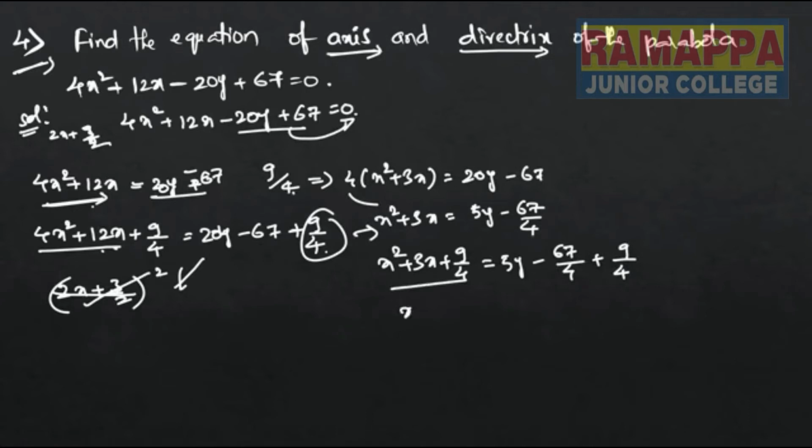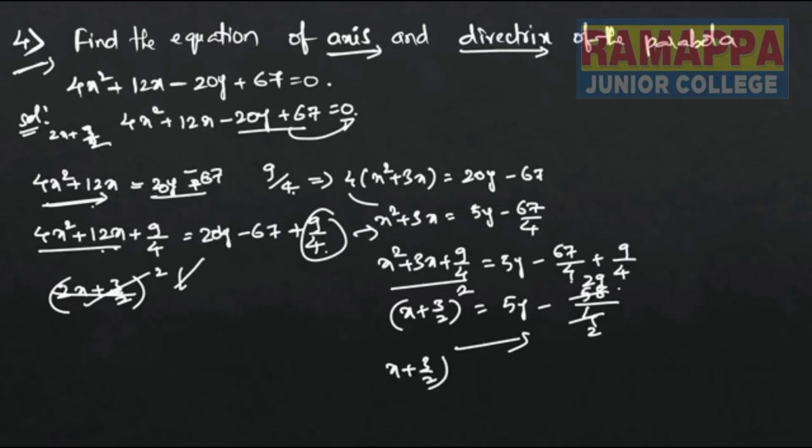So it will become x plus 3 by 2 whole square is equal to 5y minus, 4 is the LCM here. So if we subtract, it will become minus 58. From this equation, if I take 5 common from these two terms, it will become (x plus 3 by 2) whole square is equal to 5 into (y minus 29 divided by 10).